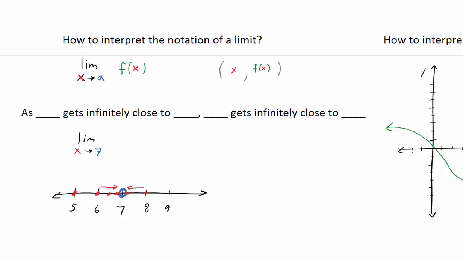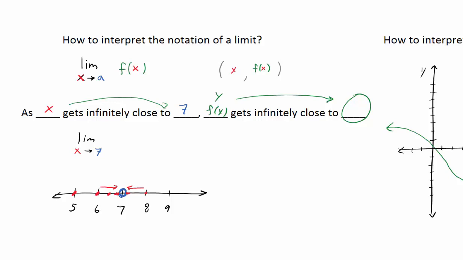Now, a limit is posing a question. It's asking you, as x gets close to 7, what is f of x approaching? And this is what we're trying to answer. So as the x value gets closer to 7, what is the y value approaching? And that's going to be the answer we're going to provide. Now, so far, we haven't seen this because we haven't seen our function.